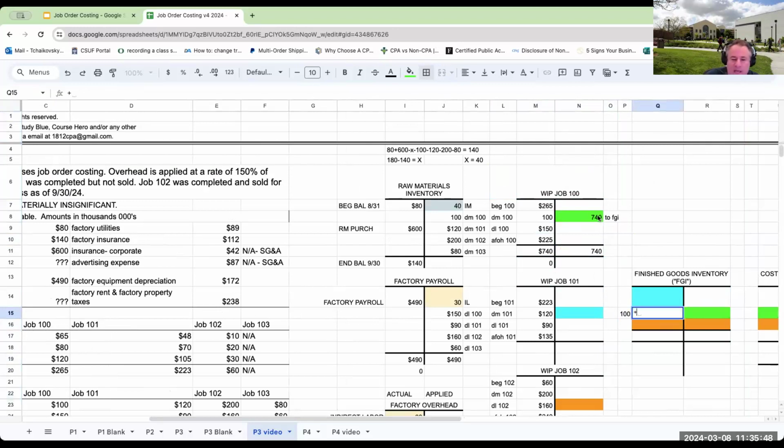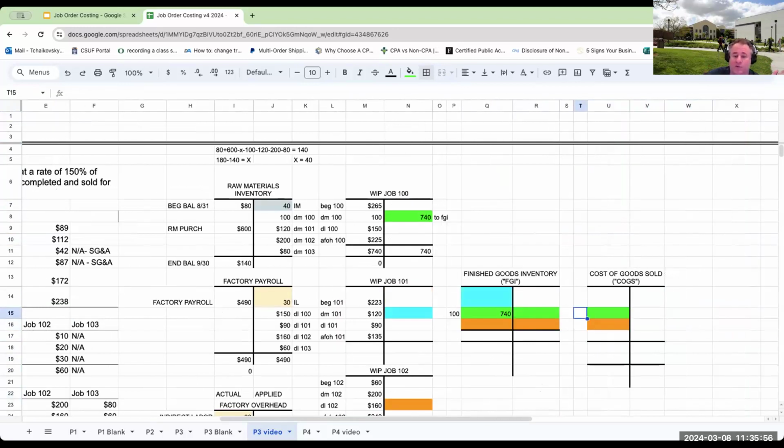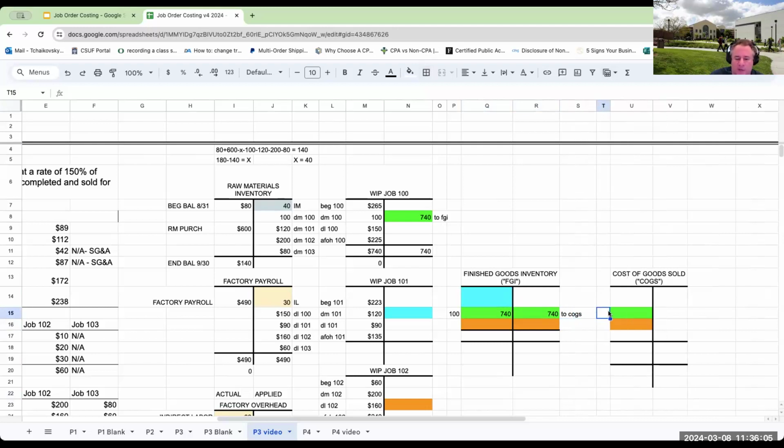So it's going to stay over here. However, it was completed, meaning that it went to finished goods inventory and sold. So it can't stay in here. So I'm going to basically go to COGS, and then it's going to come over here, job 100 at 740.